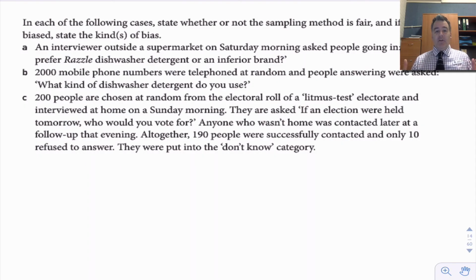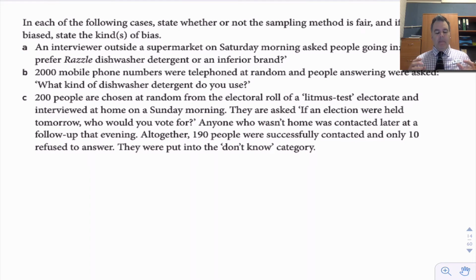So here's a few questions that you could answer here, and we're trying to see, is this fair? Where's the bias going on? So first one, an interviewer outside a supermarket on Saturday morning asked people going in, do you prefer Razzle dishwasher detergent or an inferior brand? All right, what's the sources of bias there?